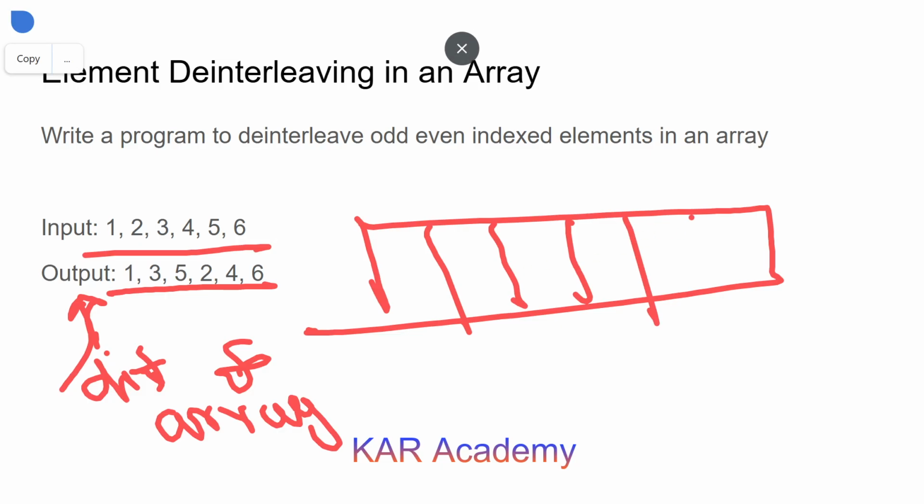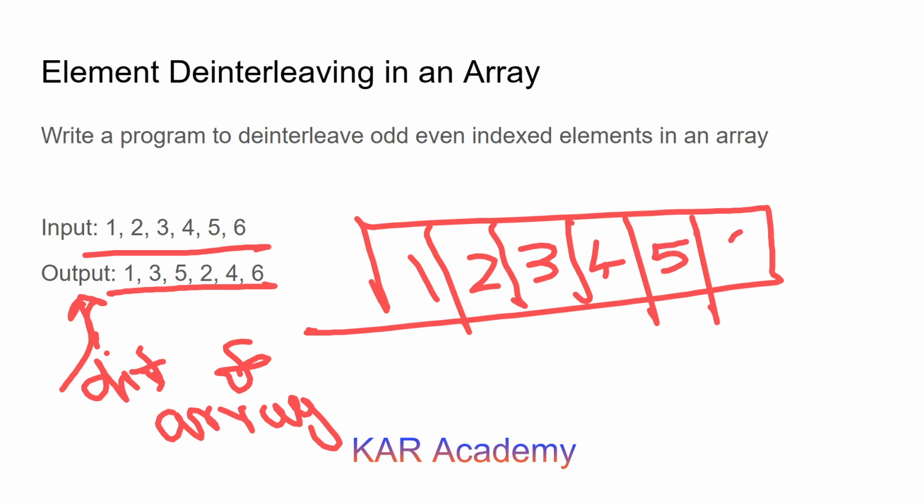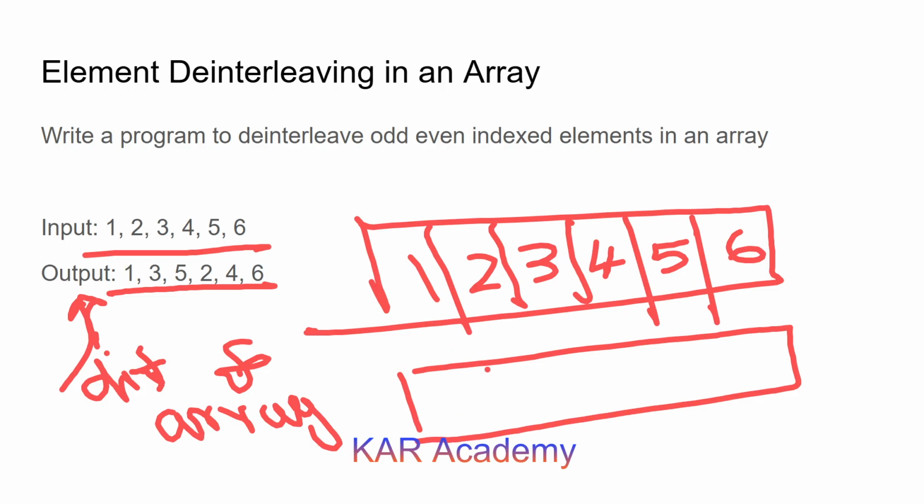Okay, so let's take a look at this particular example. This example has 1, 2, 3, 4, 5 and 6, and you will be asked to write a program to de-interleave. So this is our input array, and this is our output array. You'll have two different arrays. You don't have to do the de-interleaving in the same array.